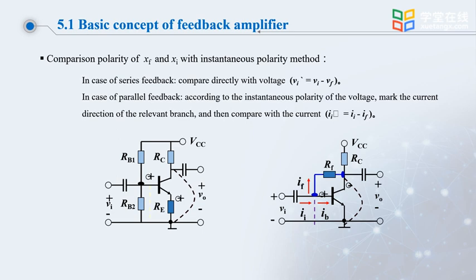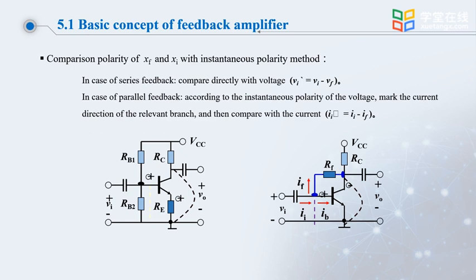Then, the feedback element that passes through the basic amplifier is RE. Through the basic amplifier combined with the feedback loop, it should have a loop like this. The base gives an instantaneous positive. The emitter should also be instantaneous positive. Because this is on the input side, it's a series feedback.